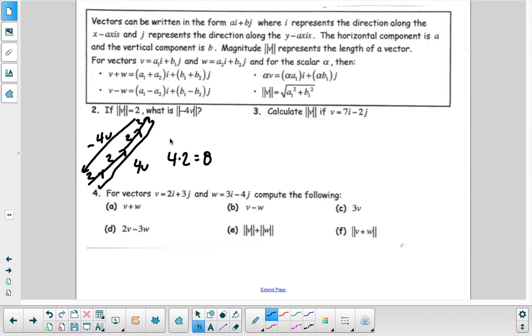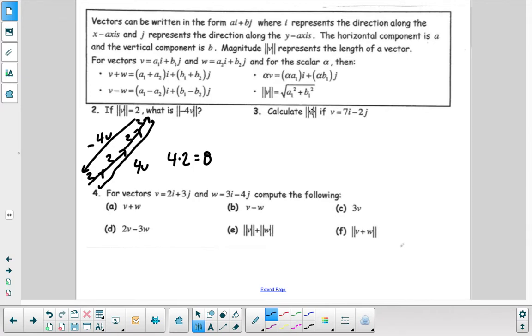Direction does matter within these, obviously. Otherwise, you would end up in the complete opposite position than you need to be. But it's not going to affect magnitude. So careful there. Scalars are when you multiply everything by one number. Negative 4 here would be our scalar because we multiplied v by negative 4. And it just basically stretches everything out, or it compresses everything at the same rate.